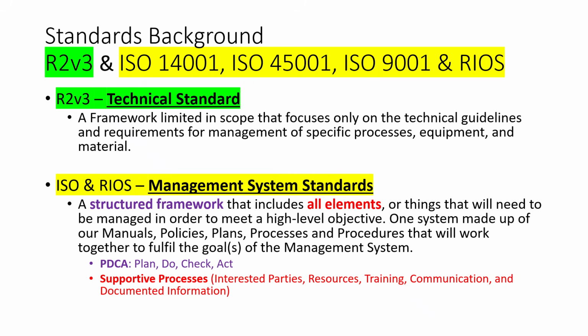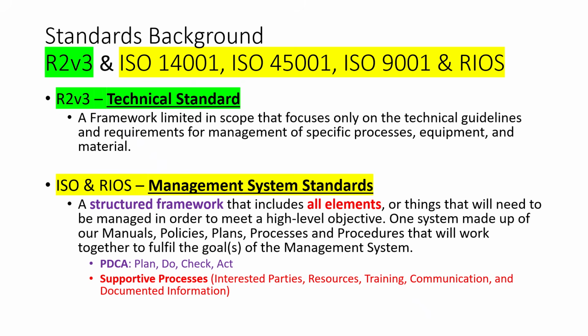A couple ways to do this. We can choose to become certified to ISO, which would mean we would add ISO 14001, which is an environmental management system, and ISO 45001, which is a health and safety management system. If we wanted or were required to have a quality management system, we would add ISO 9001. Alternatively, we can add the RIOS standard, which is one management system that combines environmental, health and safety, and quality management. So let's quickly look at the types of standards that all of these are.